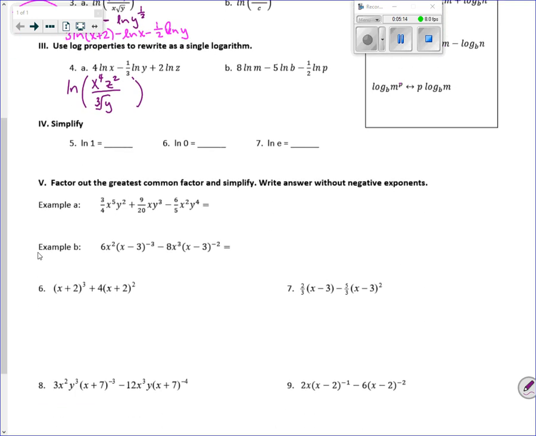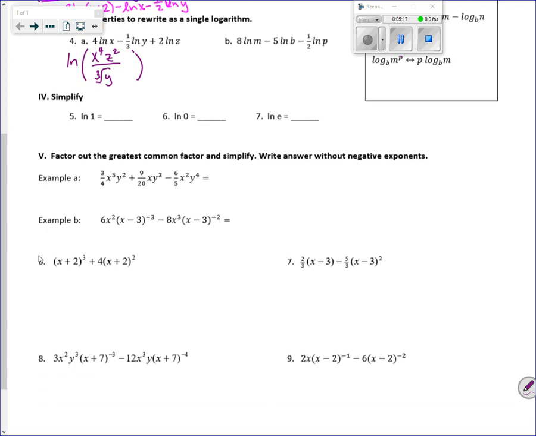Okay, factoring. This is a very, very, very important skill. When we start doing product and quotient rules, I'm going to go, oh, remember that factoring stuff? Because it's going to be part of getting to the final answer, because that stuff will be on multiple choice.